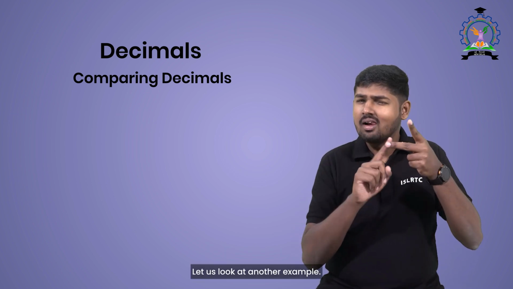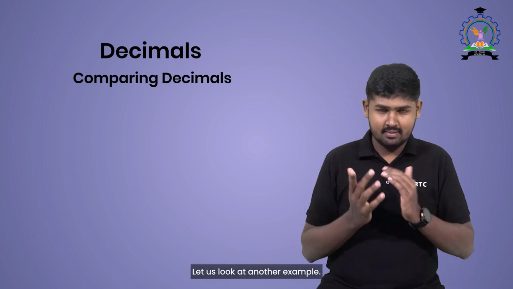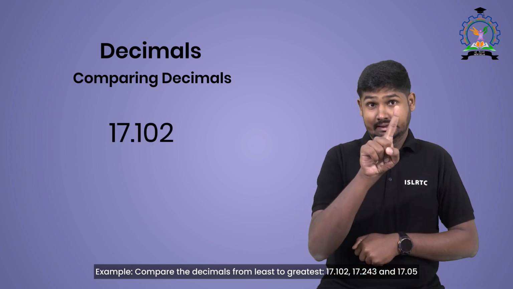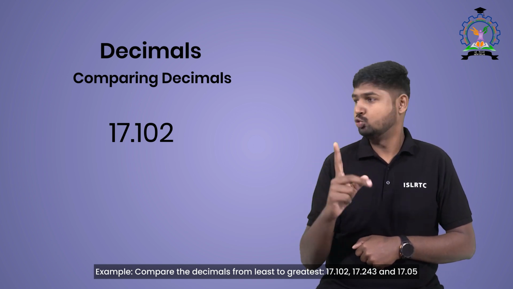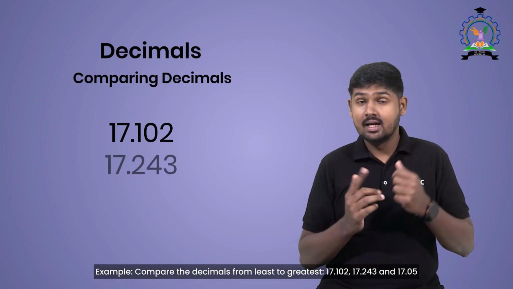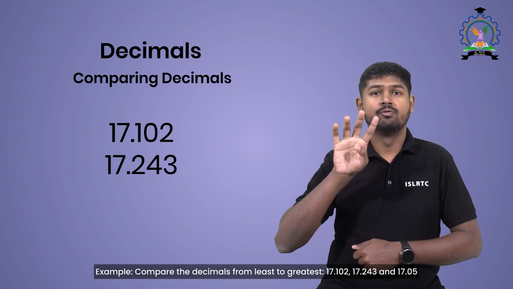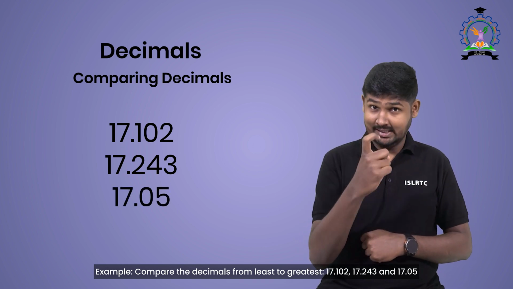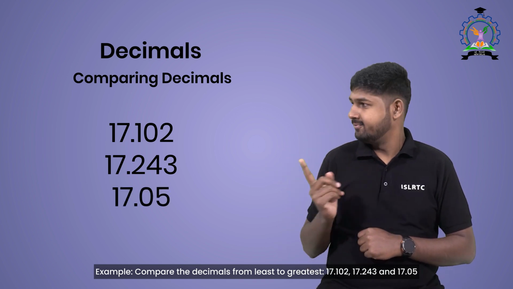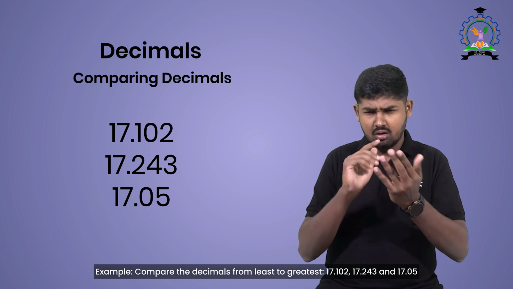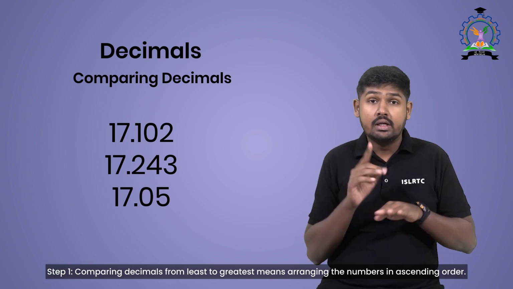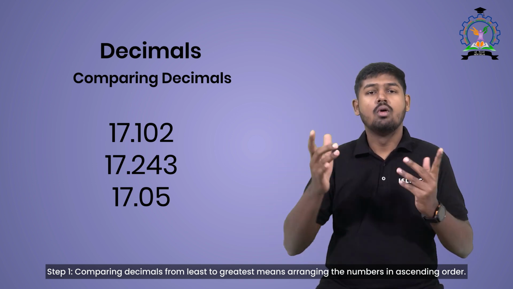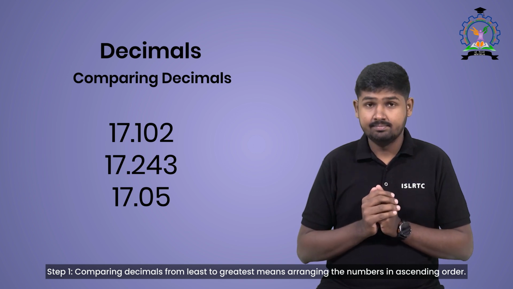Let us look at another example. Example: compare the decimals from least to greatest, 17.102, 17.243 and 17.05. Step 1. Comparing decimals from least to greatest means arranging the numbers in ascending order.